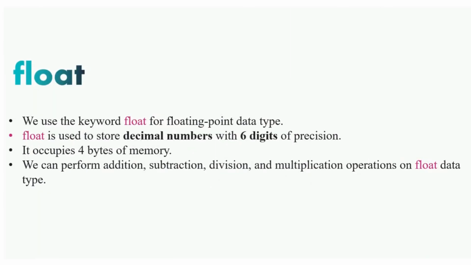The second one, floating point data type, which is usually used to store large values as it occupies 4 bytes of memory, and it is used to store decimal numbers with a precision of 6 digits after the decimal point. And we can perform the usual arithmetic operations on the floating point data type variable.